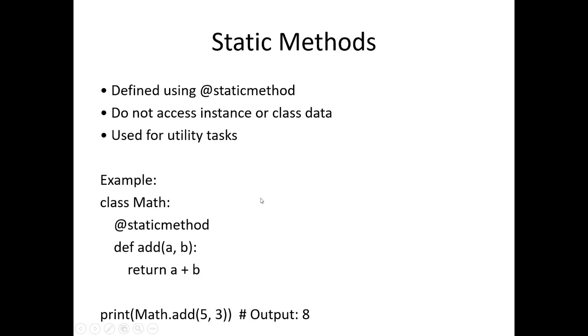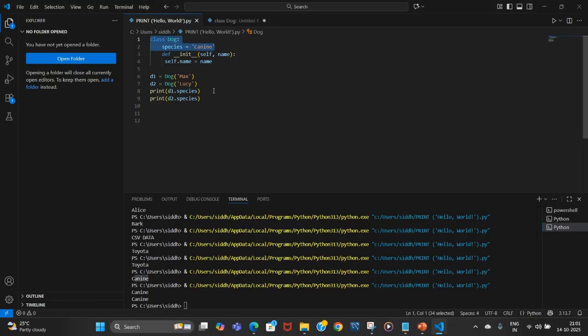Let's see our next slide. Static methods. Static methods are like helpers that live inside a class but don't depend on any instance or that particular class's data. When we are creating a static method, we have to define it using @staticmethod so that Python knows. They are great for utility functions, for example adding two numbers inside a math class. We have given this example here, so let's run this as well and see how it happens.